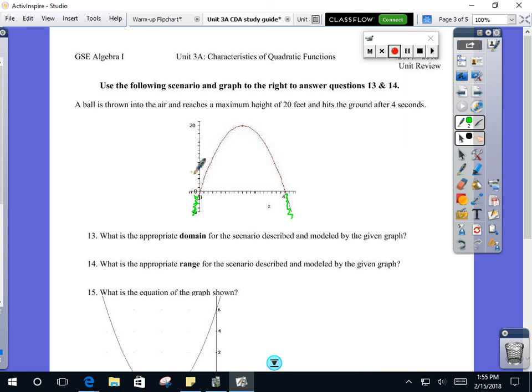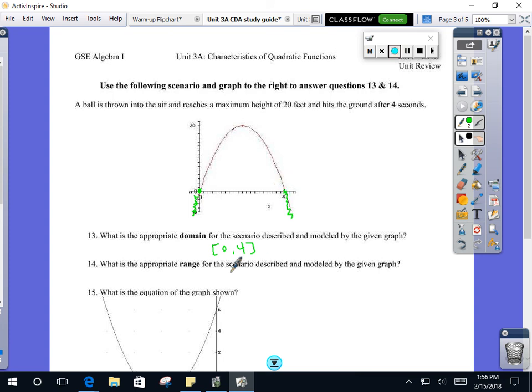So now that you see that the ball started above ground here at 0, and then when it hits the ground, it's been 4 seconds, the domain is just 0 to 4. Because the furthest left point would have an x value of 0, the furthest right point would have an x value of 4. Does that make more sense? Because of the scenario here.